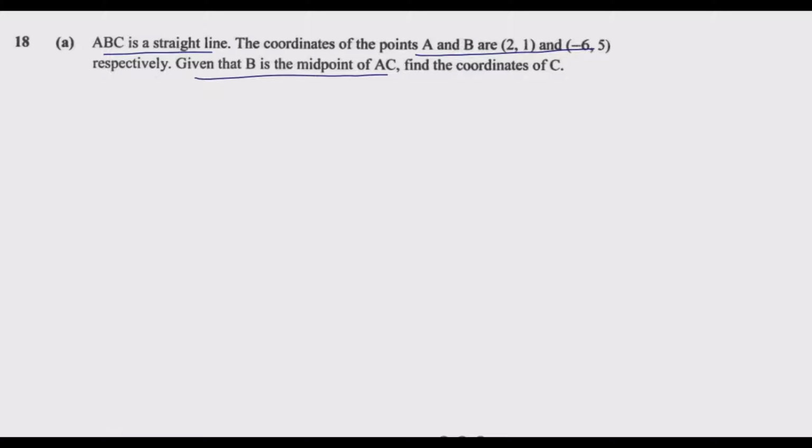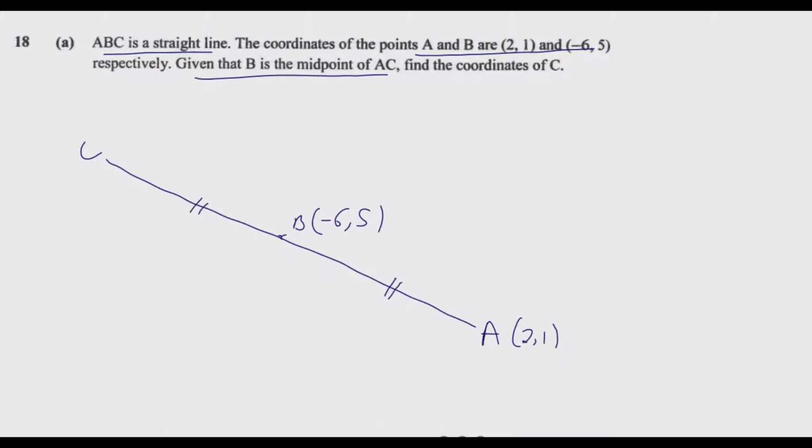So let me just draw a rough line. Let us assume this is A, then this is C. Then at A we have 2,1. Then we have B somewhere here, which is at the middle point, which we call B, and this is negative 6,5, such that this is equal to that. Then the question is find X, Y. That's what the question is telling us to do. So how do we find the value of X and Y at C?